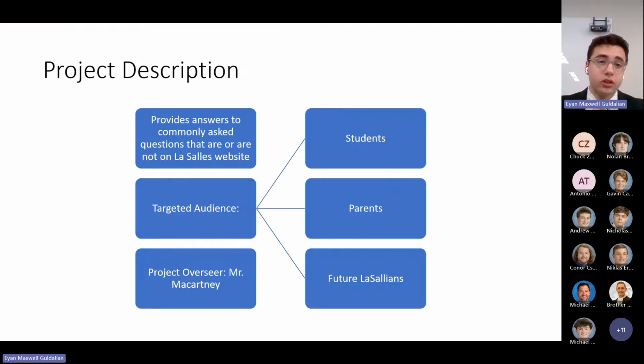So my goal was to have the chatbot respond with answers to commonly asked questions, for information that is both on our website and not on our website. The intended audience of this chatbot is students of LaSalle, their parents, and future prospective parents and their sons. I worked with Mr. McCartney, who oversees our website. I worked with him a lot along this project.